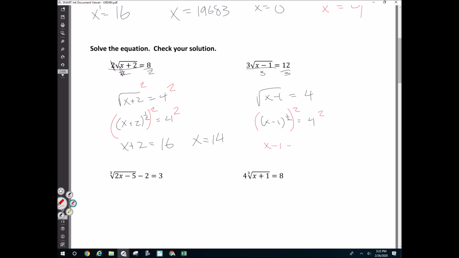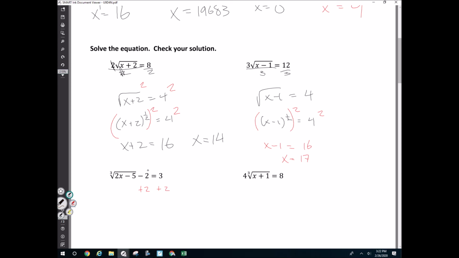This is x minus 1 equals 16. Add 1 to both sides. You get x equals 17 because 17 minus 1 is 16. Okay, now we have a cube root. Well, guess what? Get the cube root by itself. Isolate it by getting rid of anything else, whether you add or you divide.